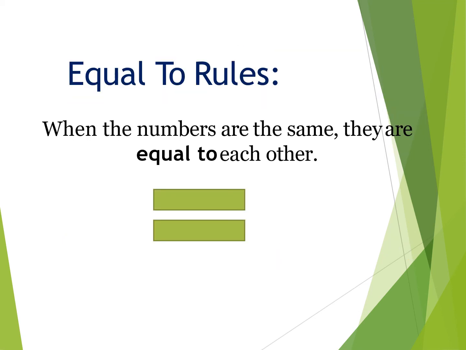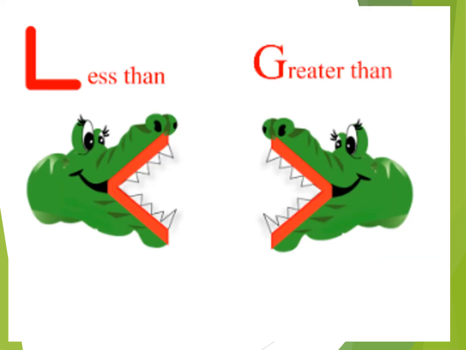Now, what are the rules for this equal to? When the numbers are the same, we'll say they are equal to each other. So the alligator will not be eating any number at that time. It closes its mouth and becomes equal to. You can see here less than, greater than, the mouth of the alligator. As we discussed previously, L, the shape of L, you can see a little bent here. So that is L, and the opposite of that one is the greater than symbol.